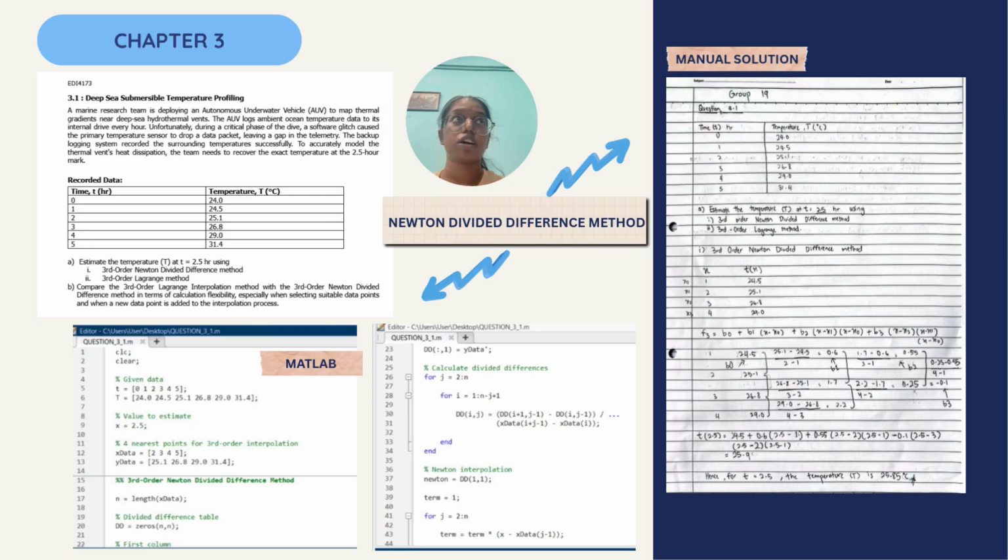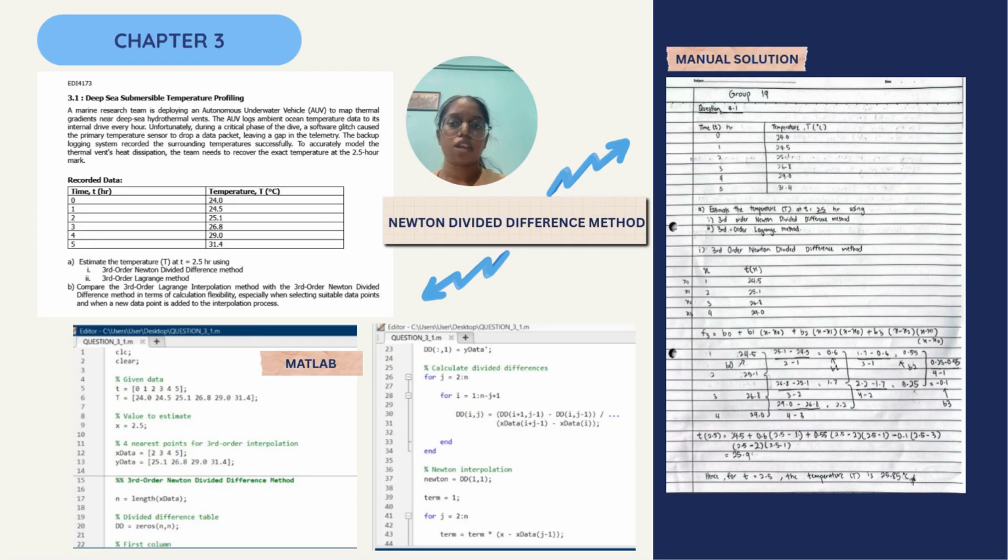Since we want a more accurate third order interpolation, we choose the 4 nearest data points: hours 2, 3, 4 and 5. First, we solved this using the Newton divided difference method. As you can see in our manual solution on the right, this method builds a step-by-step table of differences.